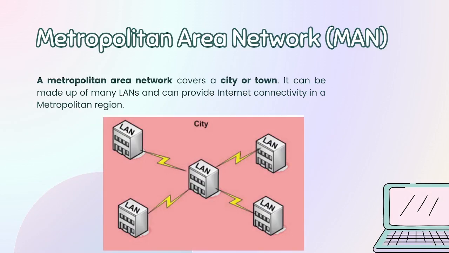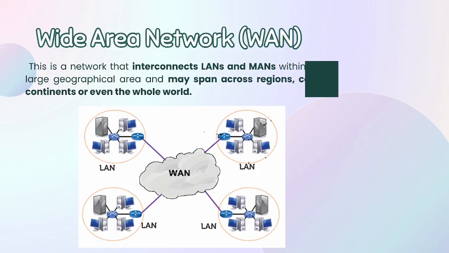Metropolitan area network. It's a network that covers a big geographical area like a city or a country. Wide area network. It covers a large distance. It is the one known as the Internet.